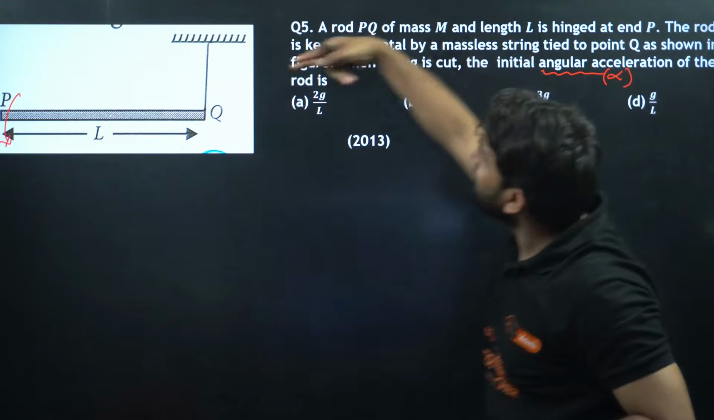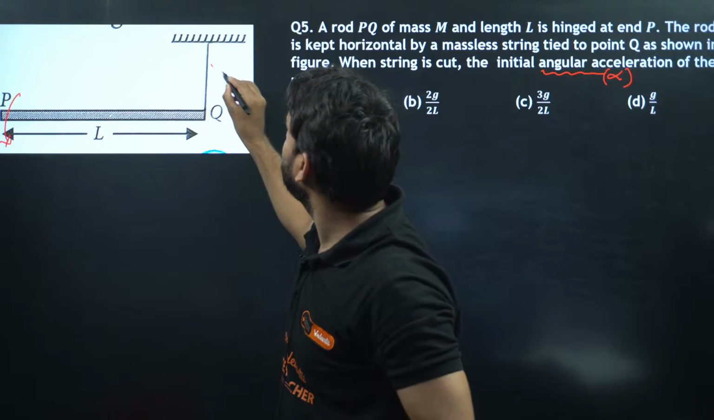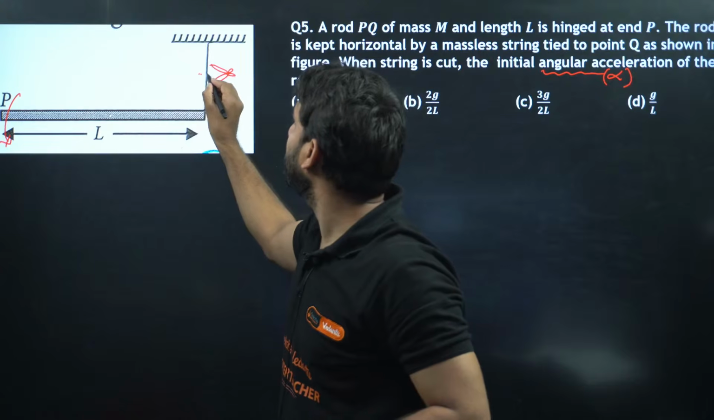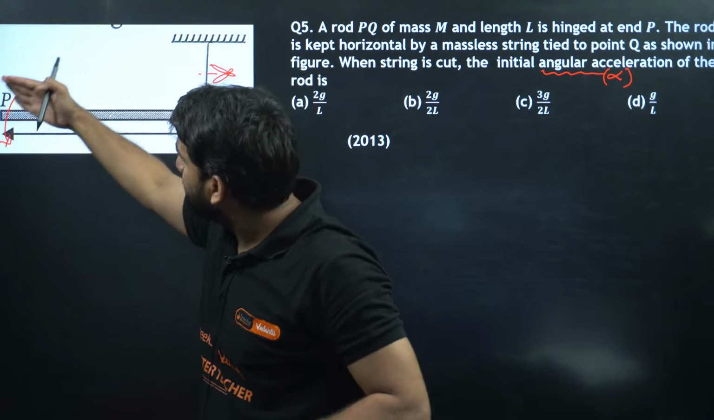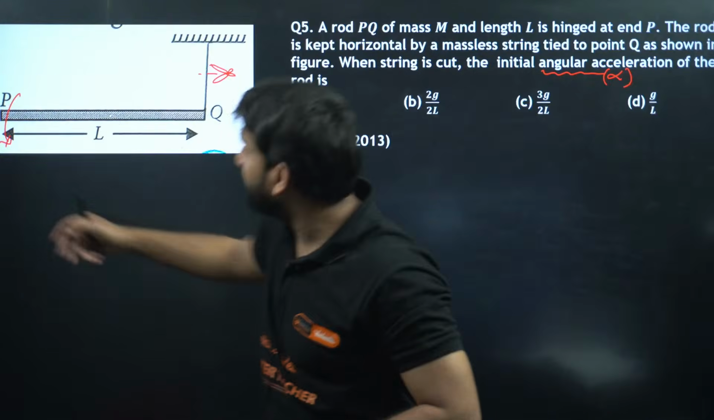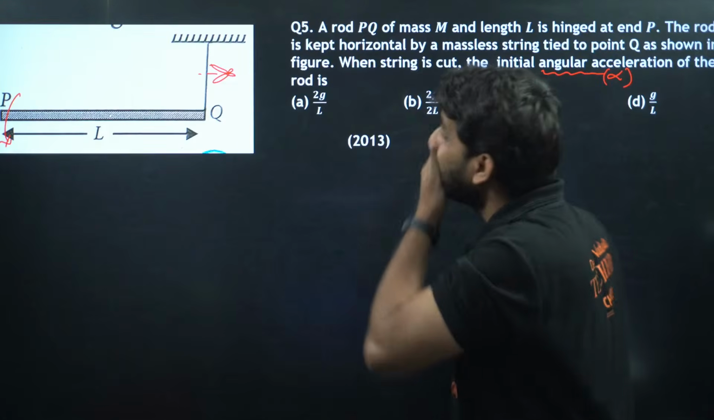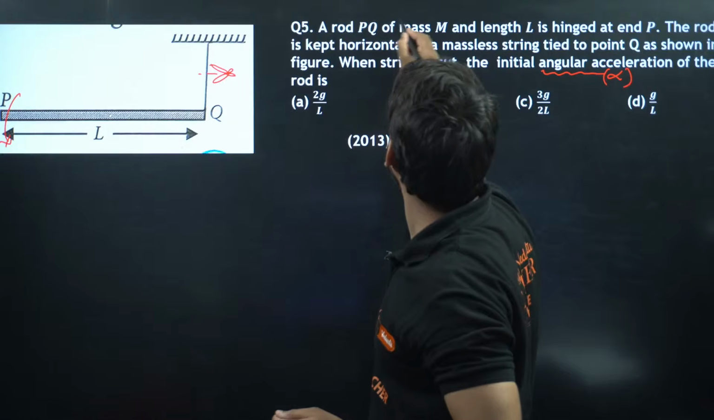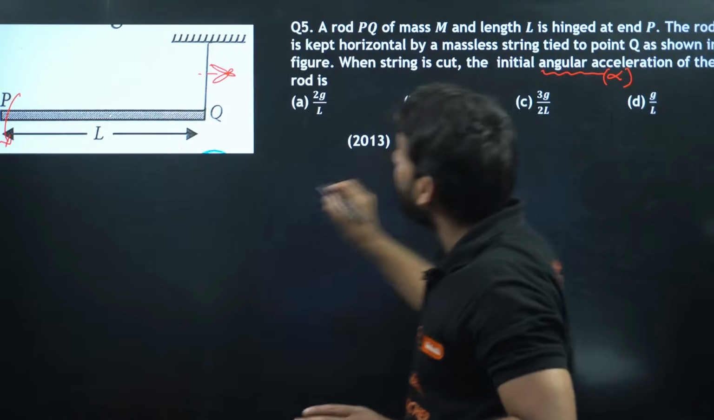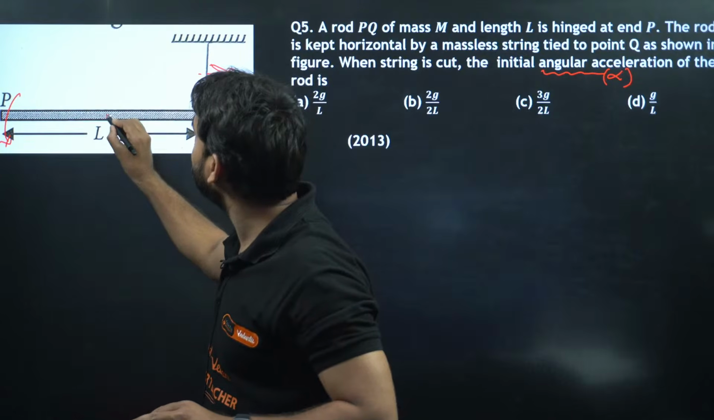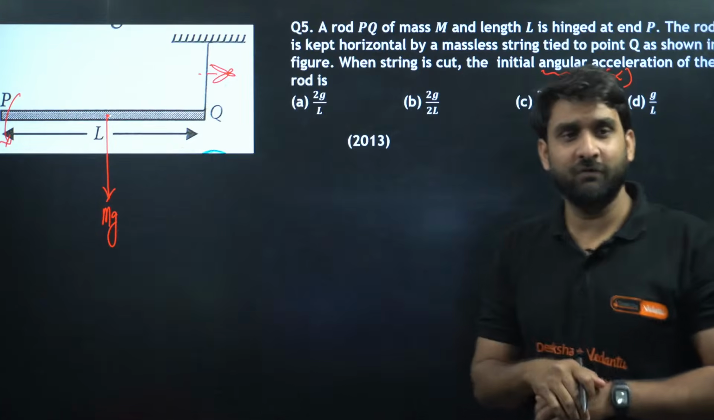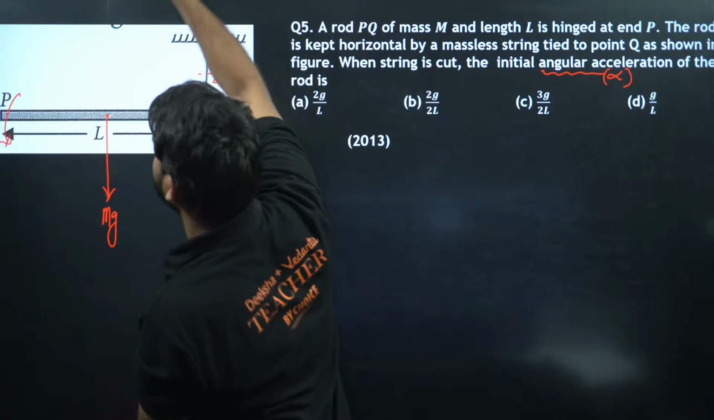When this string is cut, this string is cut down. After cutting the string, this will go this way and this portion will go down. Right, my dear champion? This portion will go down, so there will be angular speed, angular acceleration as well. A rod of mass m and length L is hinged, the rod is kept horizontal by a massless string, and the center of mass will be somewhere here, and this mg will act here.